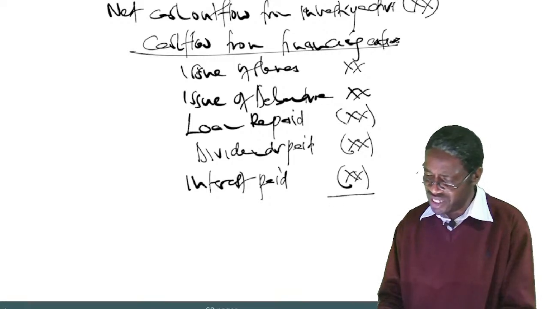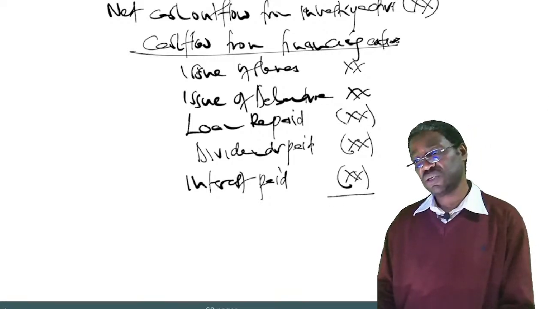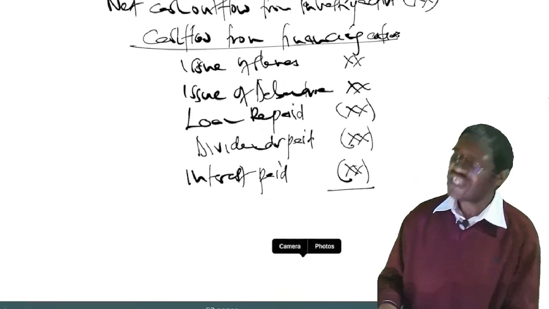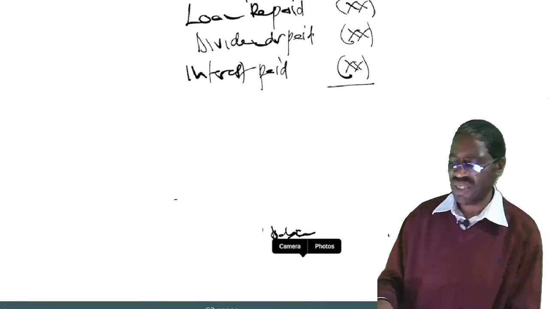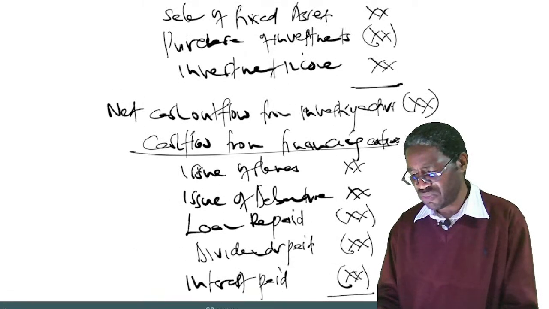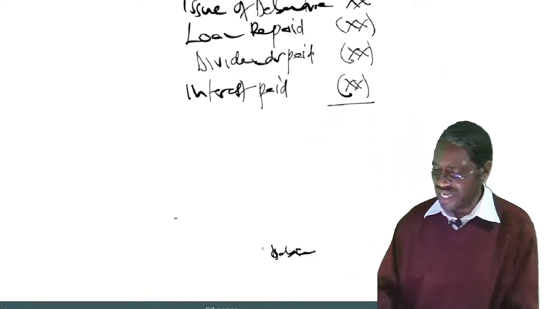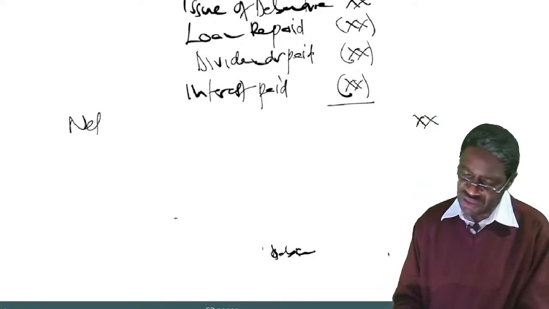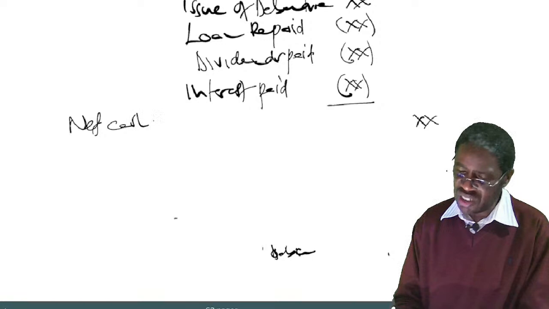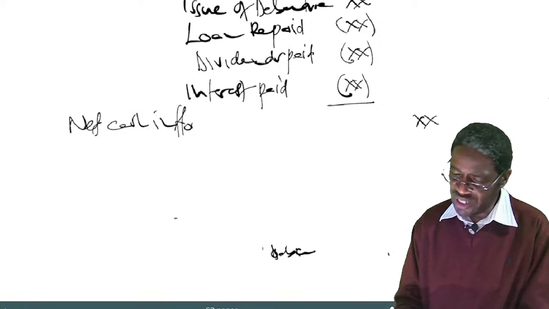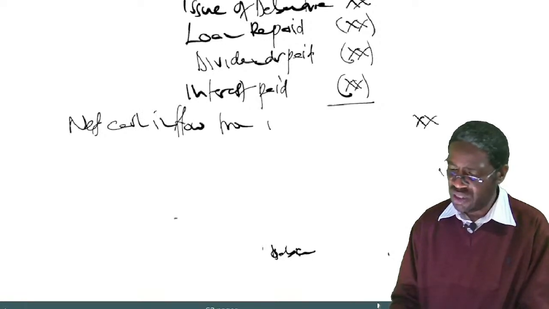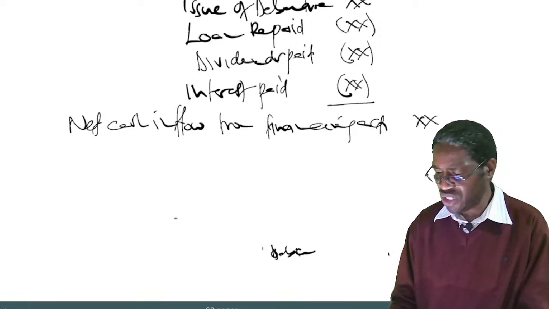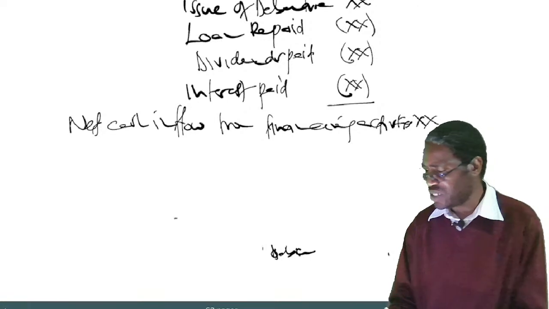Once you pay them their returns, get the net of all the financing, push it to the extreme. Let me again assume this time that the net is a positive. If it's a positive, we call it net cash inflow from financing activities. Good.